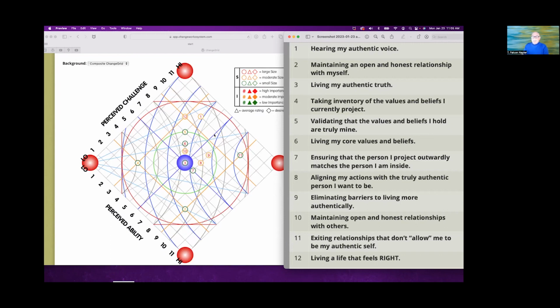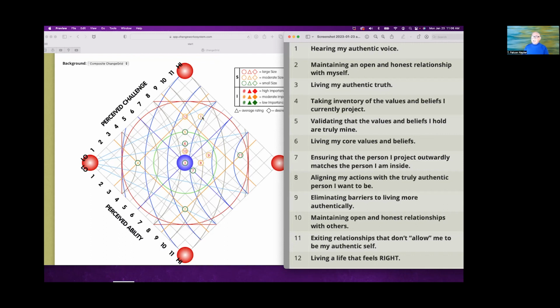How important is it to you? Is this something that really matters to you in the big scheme of things? Based on your answers to the 4 questions you were asked about each one of these activities, the ChangeGrid has now taken shape. And so you will see scattered around the ChangeGrid 12 spots.